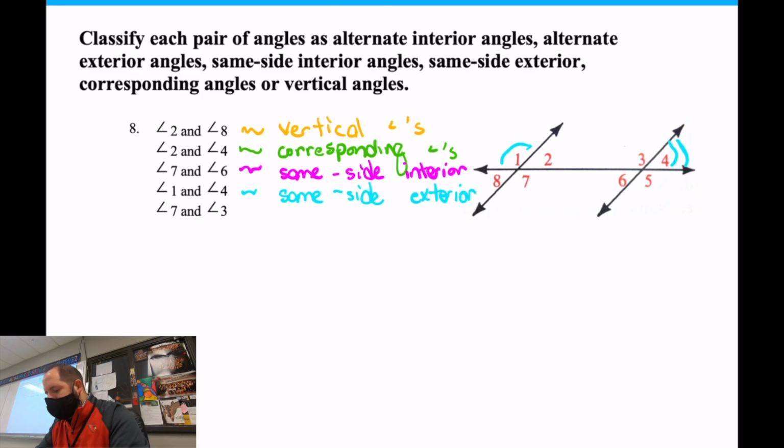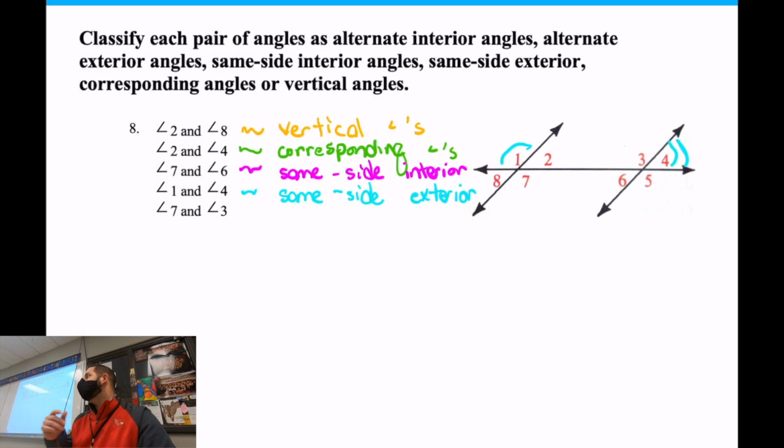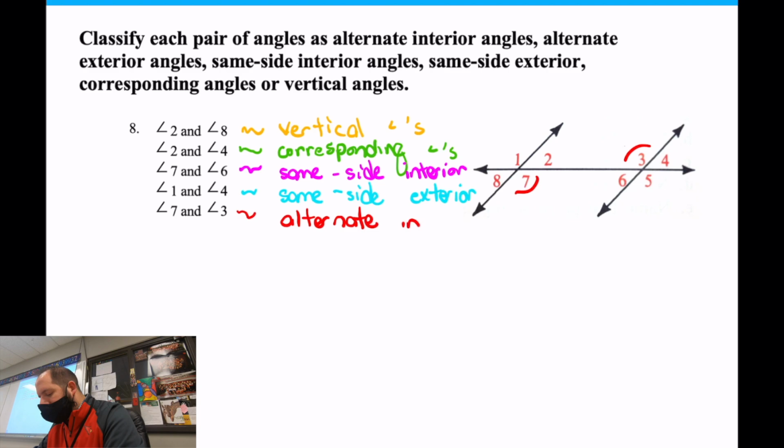All right, and the final one, please. I need a new volunteer. Alternate interior. Alternate interior, yeah. So 7 and 3. They're inside the 2 parallel lines, so they're interior, and they're alternating sides of that transversal. So it's alternate interior. Again, how we know it's interior, they're inside the 2 parallel lines.